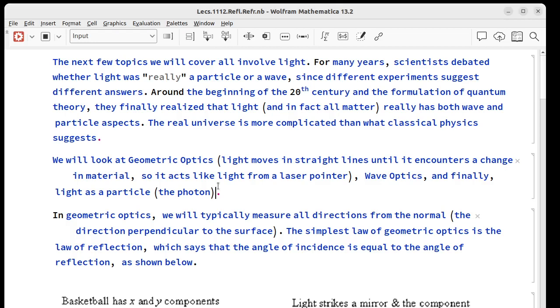The next few topics we cover are all going to involve light, and for quite a few years, scientists debated whether light was a particle or a wave, because depending on the experiment you do, you seem to get different answers. Around the beginning of the 20th century, when quantum theory was finally put together, scientists realized that all matter really has both wave and particle characteristics. So the universe turns out to be more complicated than classical physics would have suggested.